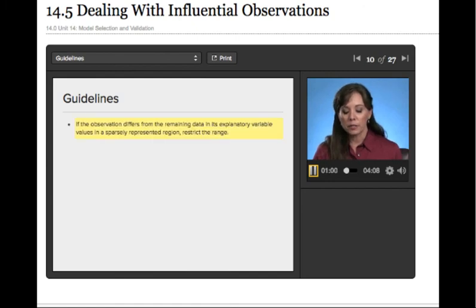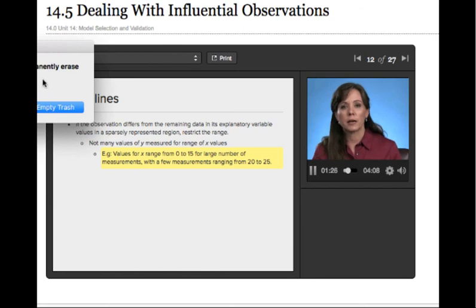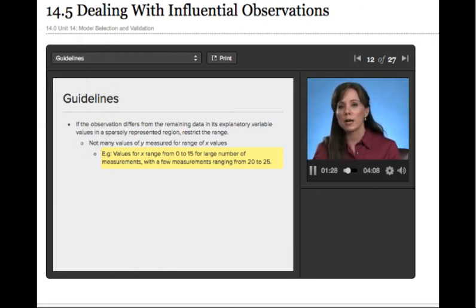If the observation differs from the remaining data in its explanatory variable values, if it's in a sparsely represented region, meaning that there aren't that many values of y measured for that range of values of x. Let's say, for example, you have values of x that range from 0 to 15, and you have a large number of observations in there, and then there are a few measurements where x is ranging from about 20 to 25, but there are only 3 or 4 of those.